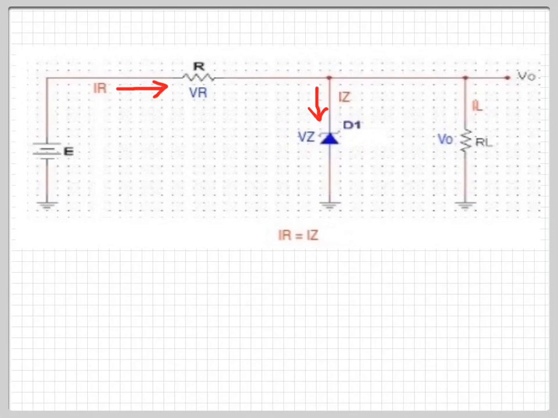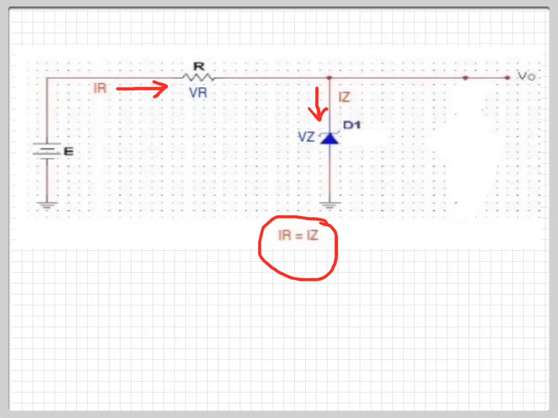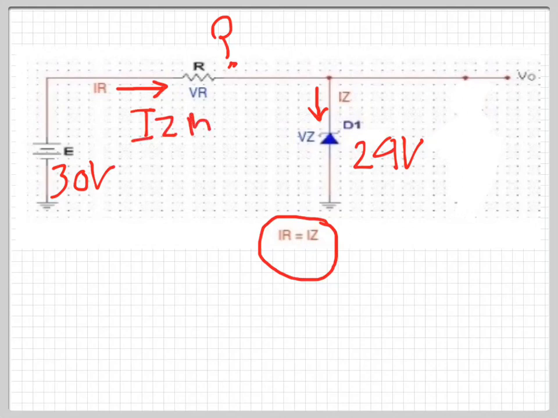So I'm just going to go ahead and erase it away like that. And when I erase it away, now we have just a simple series circuit where the Zener current is the same as the resistor current. If we set this to 30 volts, and this was our 24 volt Zener, what value of resistor current here will limit this to IZM? That's the problem.